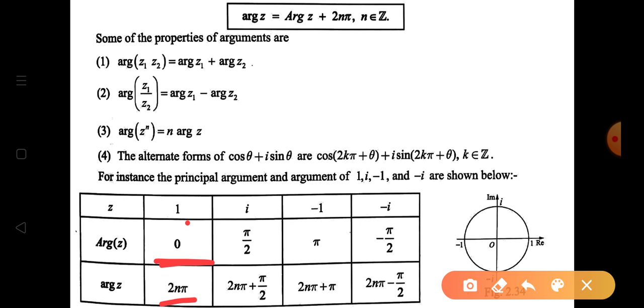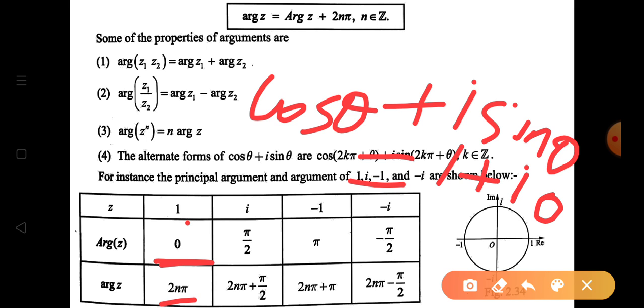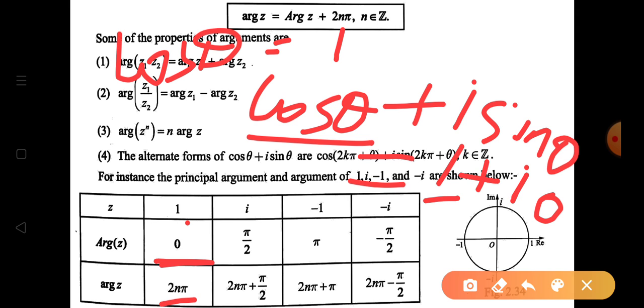Listen. Cos theta plus i sin theta is equal to 1. How do you write it in complex form? 1 plus i 0. Now equating real parts and imaginary parts, the left hand side real part is cos theta, and this is equal to 1. When cos theta is equal to 1, cos 0 is equal to 1. Okay, so the argument is 0.